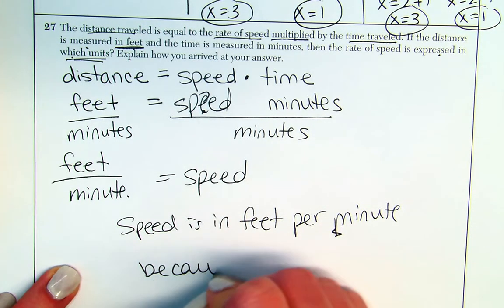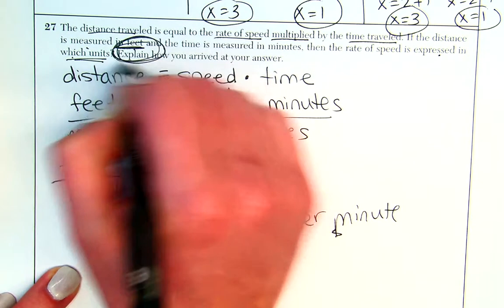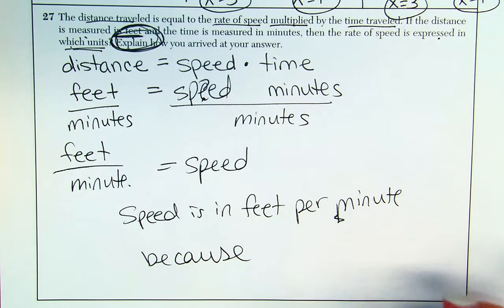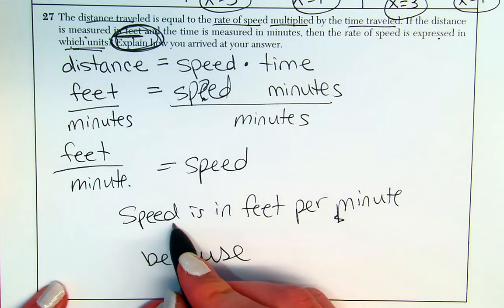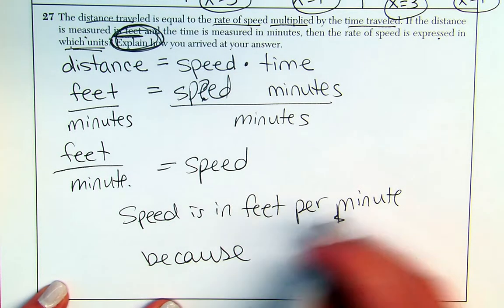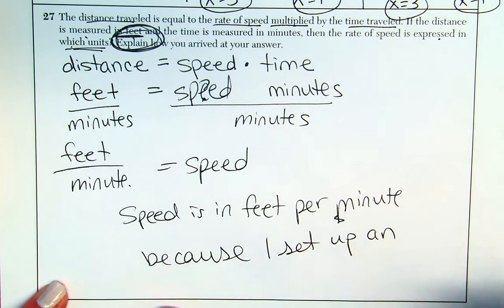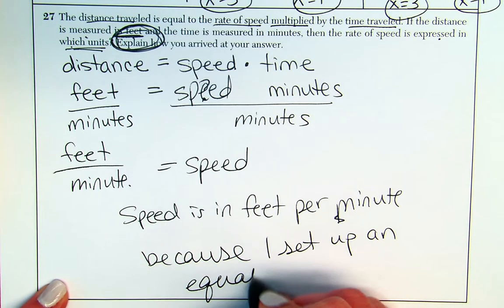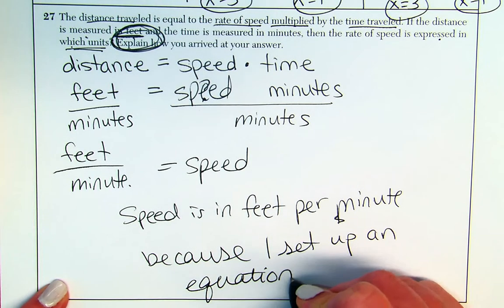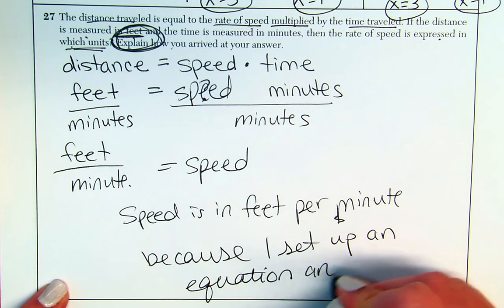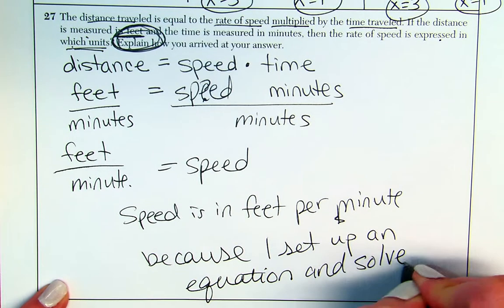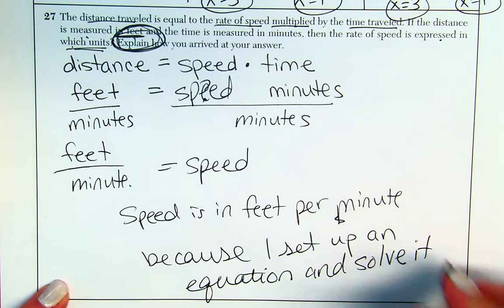because, and you always have to make sure you have a because, especially when it says explain. They want a sentence explaining what you actually did. So speed is in feet per minute because I set up an equation and solved it. I mean, that's acceptable. That's what I did. If you found a different way to do it, that's fine, as long as you arrived at the right answer and it mathematically makes sense.